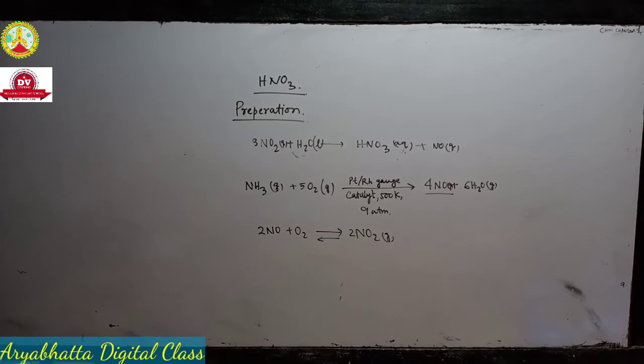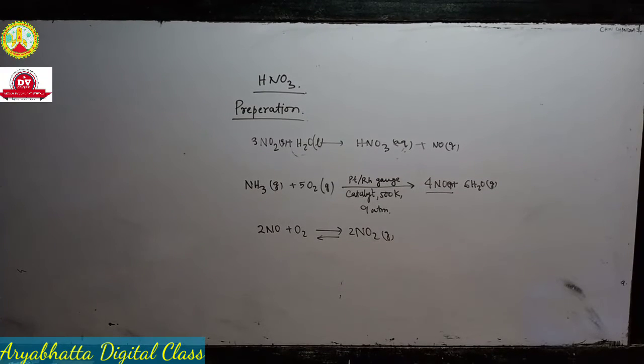Using this method, after distillation we can get concentrated nitric acid from this reaction. Now we have to study the properties of nitric acid. There are various reactions of nitric acid. Physically it is a colorless liquid, and nitric acid is a very strong Arrhenius acid.